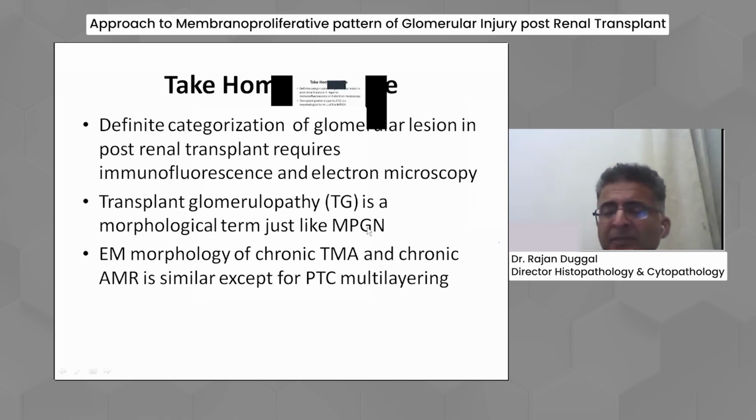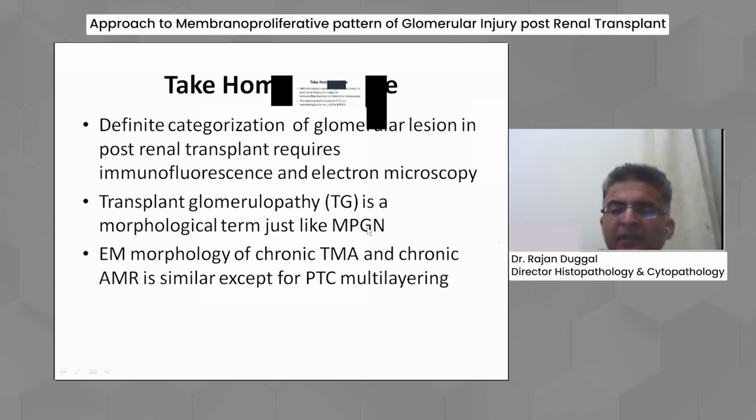The only exception would be that sometimes glomerular capillary wall C4d staining can be seen if there is underlying coexistent diabetes. So I'll be careful about that. But if there is no underlying diabetes and my differentials are only chronic TMA or chronic AMR, I'll give importance to C4d staining along the glomerular capillary wall.